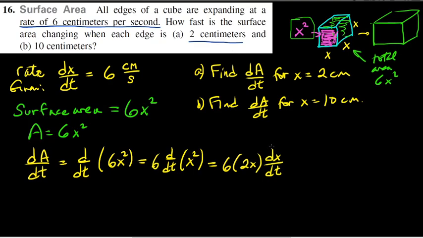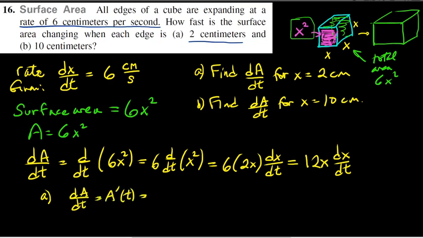Okay, so that should do it. 6 times 2x is 12x, so 12x times the derivative of x. And so that gives us the derivative of the surface area. Now we can just plug in the numbers for part A. We can also write a prime of t, that's fine too, for the derivative. So 12 times x, well what's x?